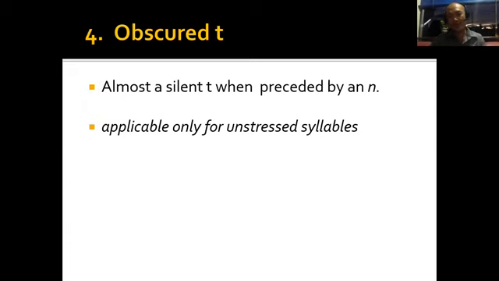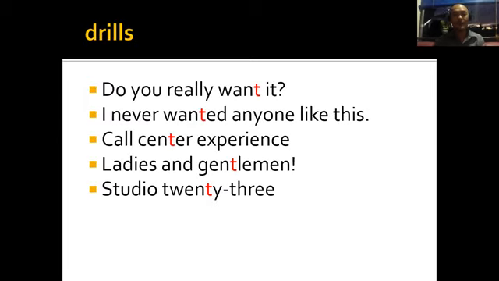Okay, number four, we have this obscured T. It's an almost silent T when it's preceded by an N. So it's only applicable for unstressed syllables. You don't do this with stressed syllables. For example, you say, "Do you really want it?" Okay, "I never wanted anyone like this."